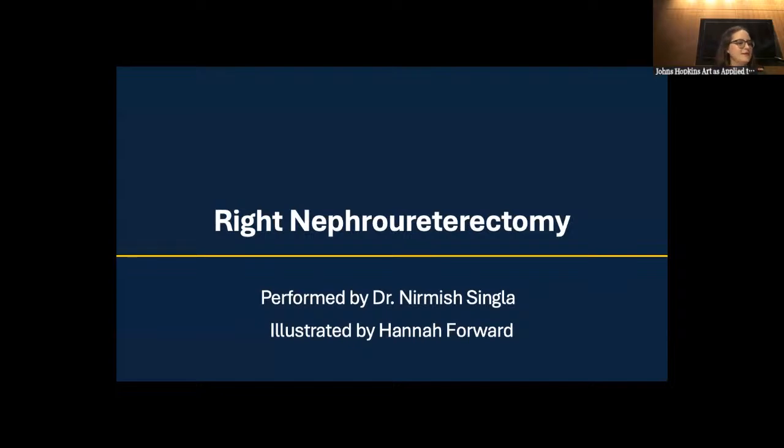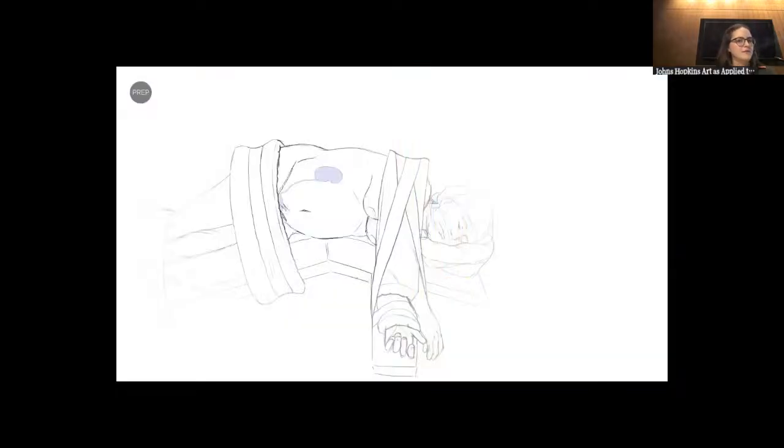All right. For the second procedure I'll present today, I chose to observe a robot-assisted nephroureterectomy performed by Dr. Nimish Singla. In a nephroureterectomy, the kidney and ureter are removed in one piece, usually to treat invasive urothelial cancer. First, the patient is placed on her left side.